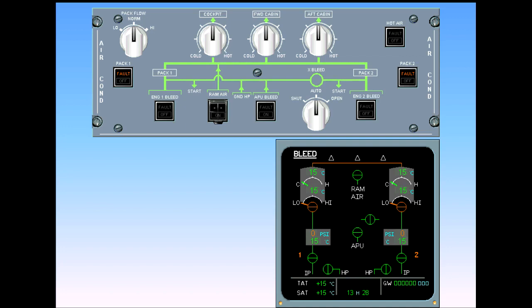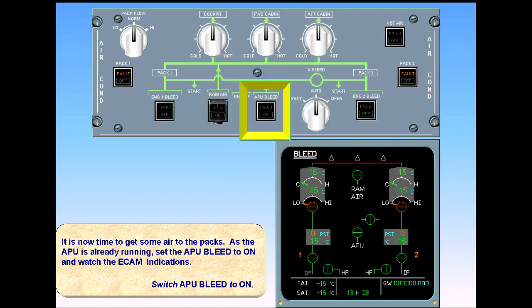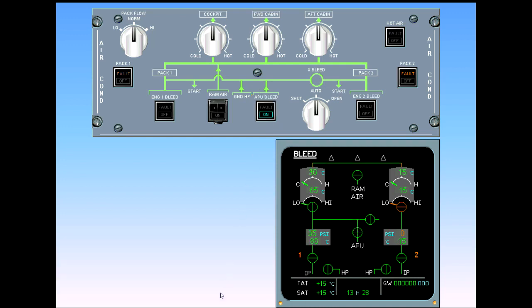It is now time to get some air to the packs. As the APU is already running, set the APU bleed to on and watch the ECAM indications. Switch APU bleed to on. Notice the APU valve indication has changed to inline green. The cross-bleed valve has automatically opened. Notice the cross-bleed switch is in the auto position. Both feed lines to the packs have been connected.